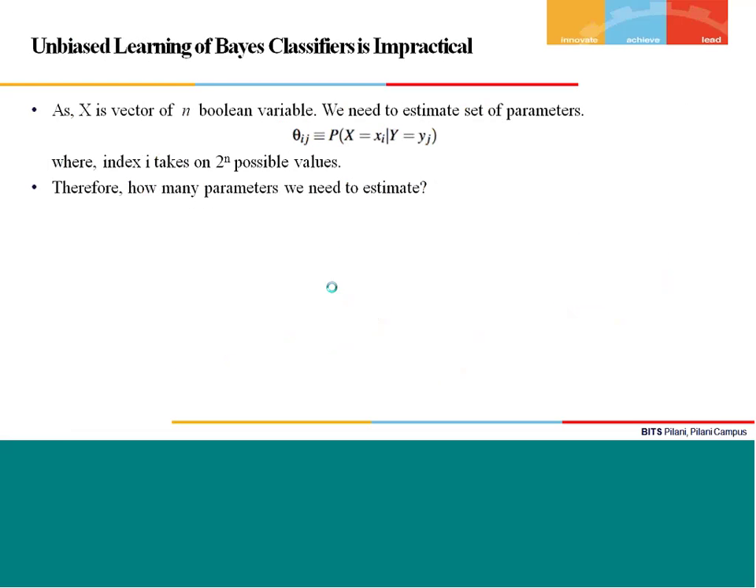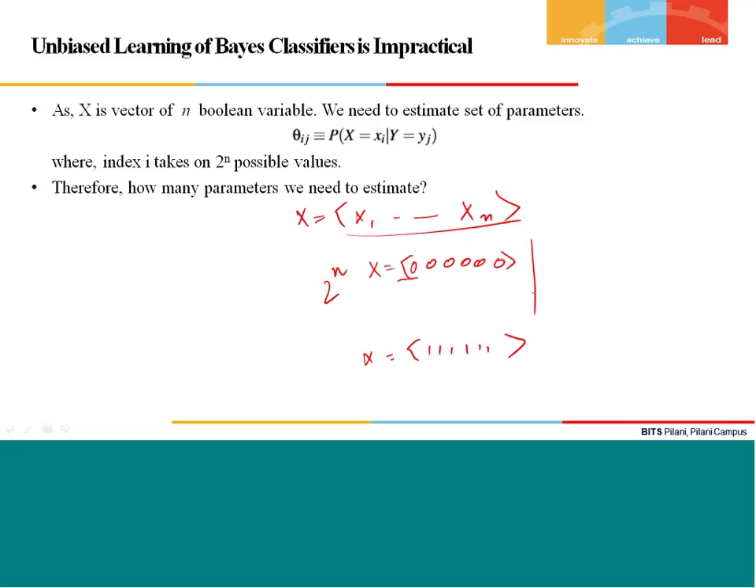But what are the problems in that? The problem is that, for example, x has components, let's say x1 to xn. There are n different components. So how many rows will it require? It will have 2 to the power n different combinations. So x can have all zeros, and likewise x can have all ones up to n. So what is the probability of getting all zeros?